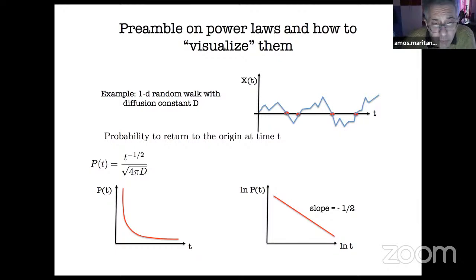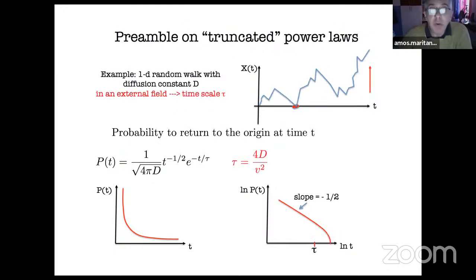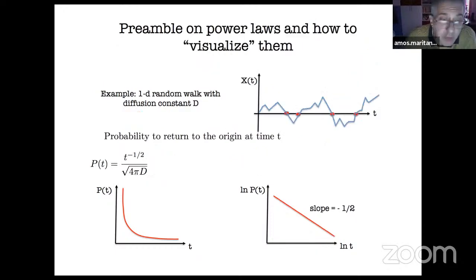So typically, what we find is not a pure power law like this, but a power law that is a little bit, let's say, dirty or truncated. The reason for the truncation can be, at least, of two kinds. One is because in the problem a new time scale has been introduced. In the previous case, there was no characteristic time scale in the problem, the only time scale is just the time, and this is why we see a pure power law.